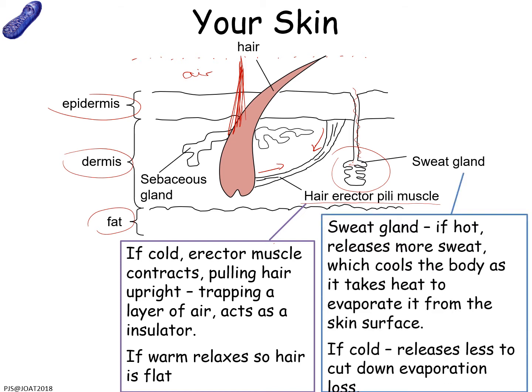Your sweat gland is the obvious one, I think. If it's hot, releases more sweat. Now that means it takes heat away as the water is evaporated off from the skin surface. If it's cold, it will cut down on it to prevent evaporation loss. And the fat layer is just insulation.